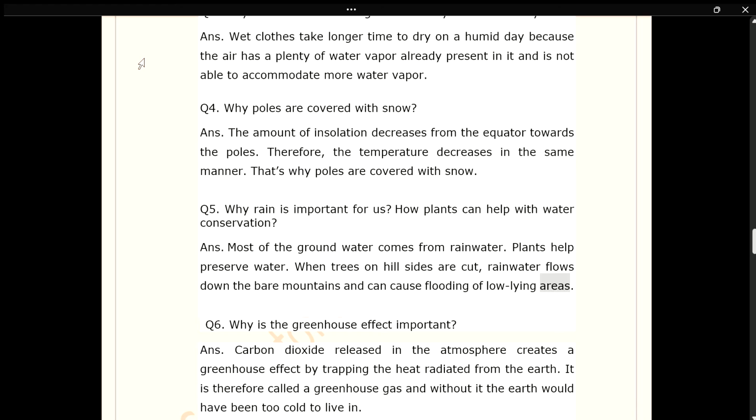Q6. Why is the greenhouse effect important? Ans. Carbon dioxide released in the atmosphere creates a greenhouse effect by trapping the heat radiated from the Earth. It is therefore called a greenhouse gas, and without it the Earth would have been too cold to live in.